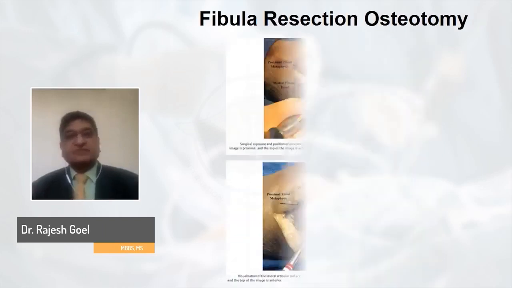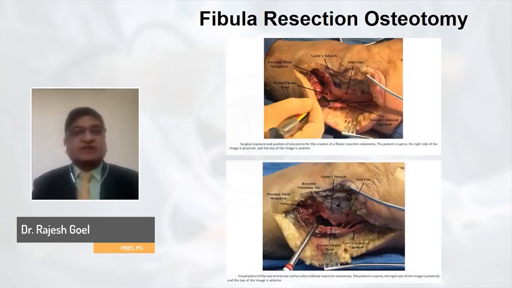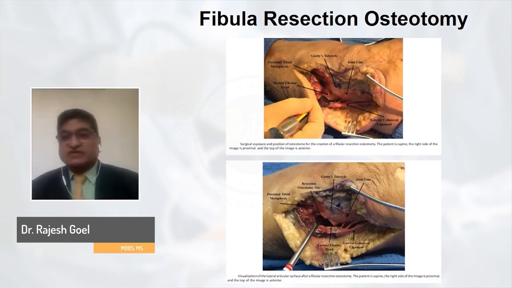Again, this is the proximal part, this is the distal part, this is the fibula which is being resected over here. This fibular head is completely resected. After resection, you can see the joint line very well, and you can approach the fracture fragments very well from here.